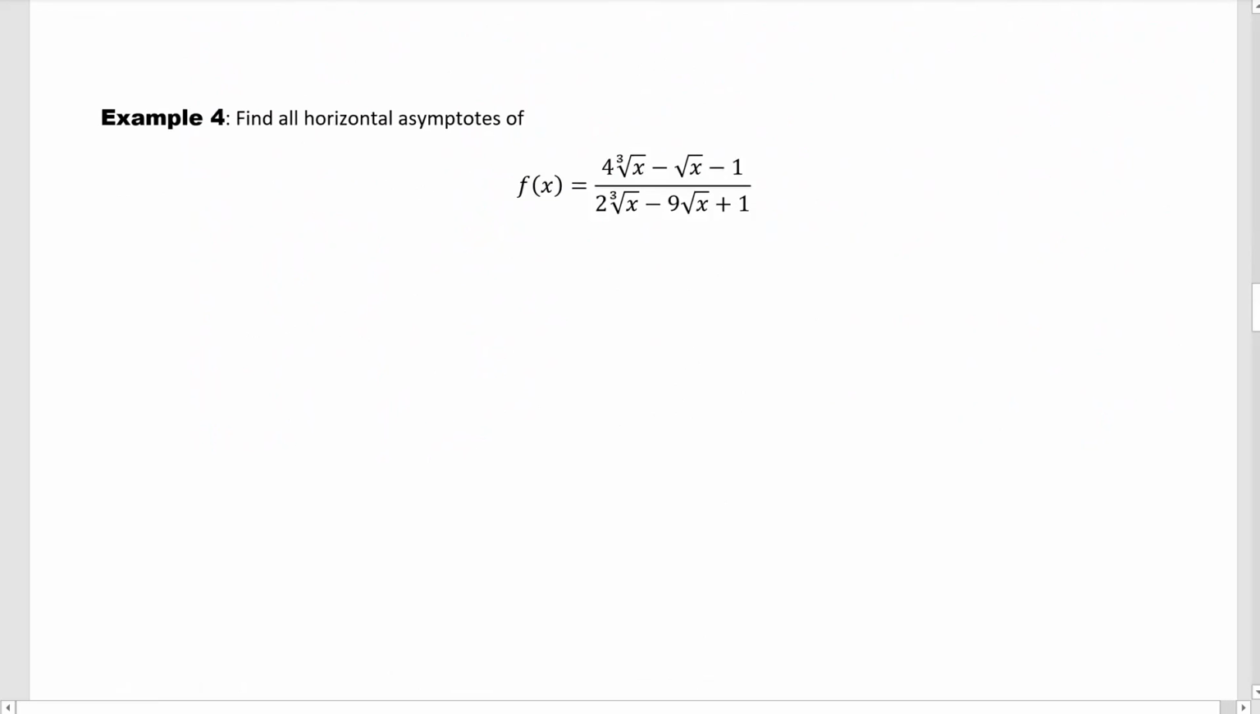Let's continue and look at example 4. So what is the dominant term of the numerator? Is it this guy? Let me ask you. This is a cube root. This is a square root. Which one is dominant?